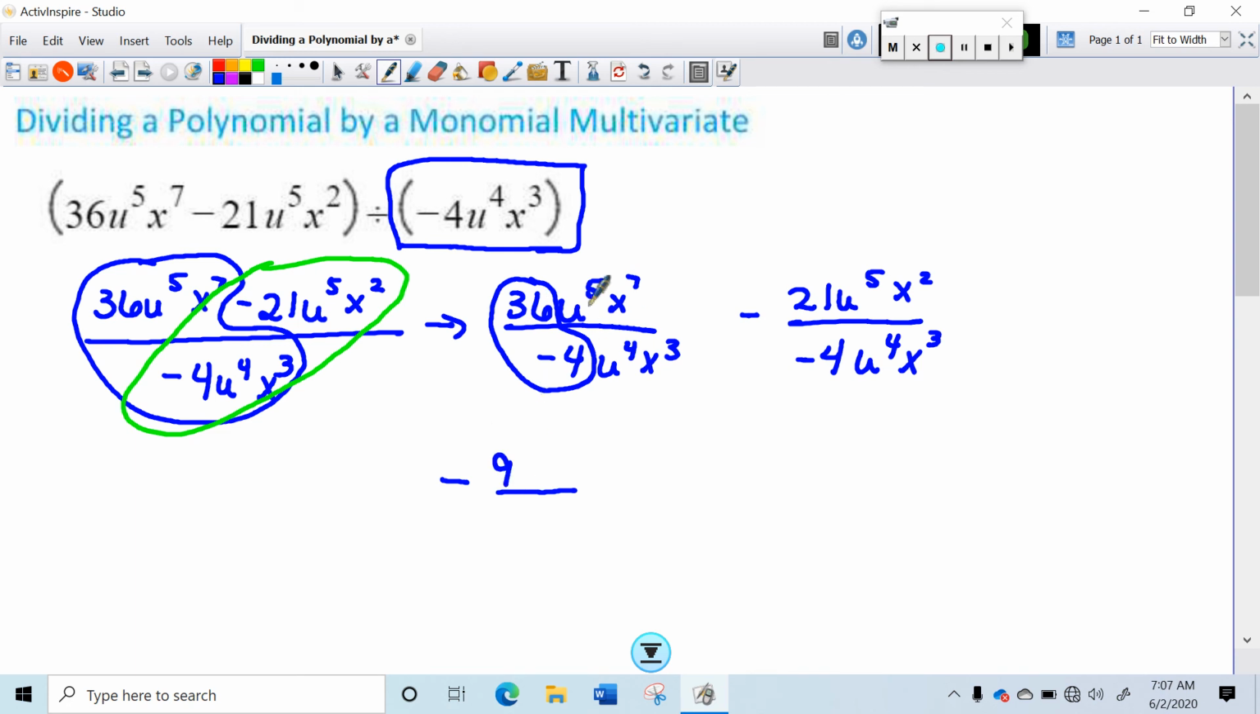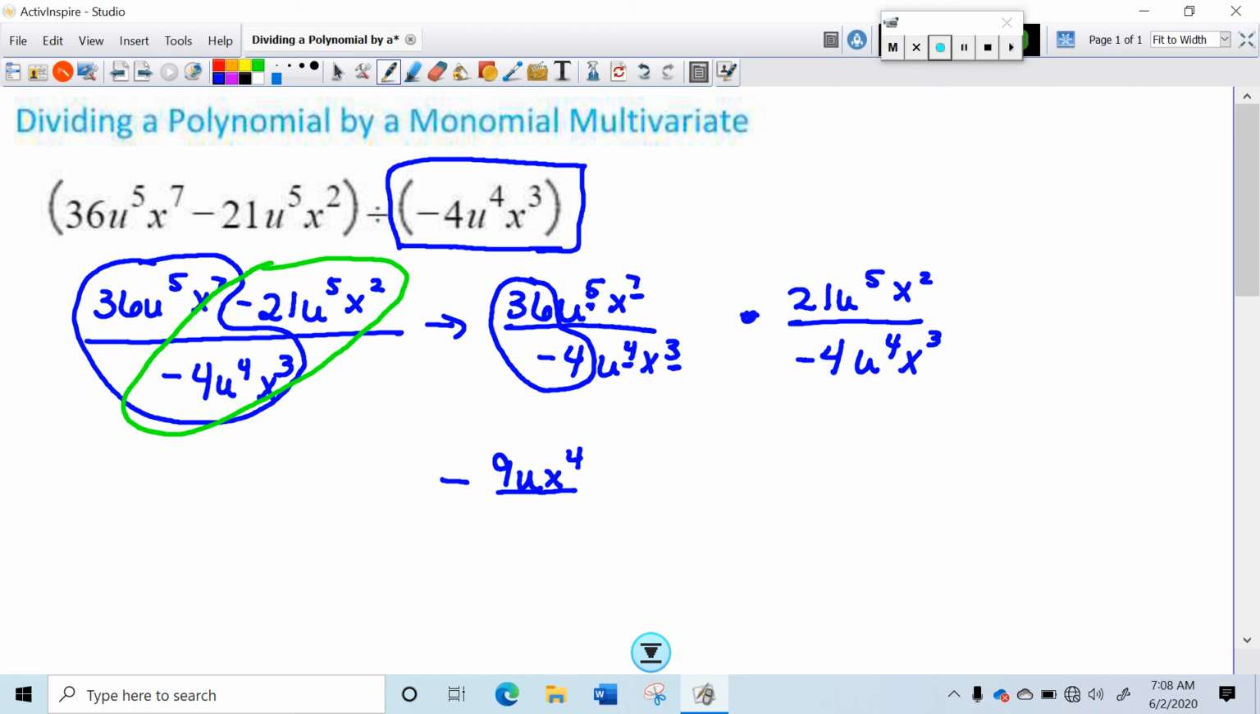Okay, for my u's, my highest exponent is on the top. So you keep your u on the top, and then you subtract the exponents. So 5 take away 4 is 1. If the exponent's 1, you don't have to put the 1. You just leave it because it is already 1u. For my x's, the highest exponent is on the top. So then you subtract those exponents. 7 take away 3 is 4. Okay. So that one didn't even have a fraction. It doesn't have a denominator because all the highest exponents were on the top.